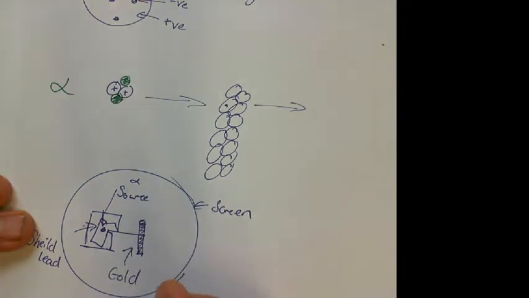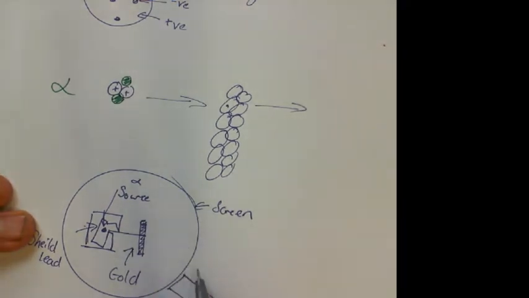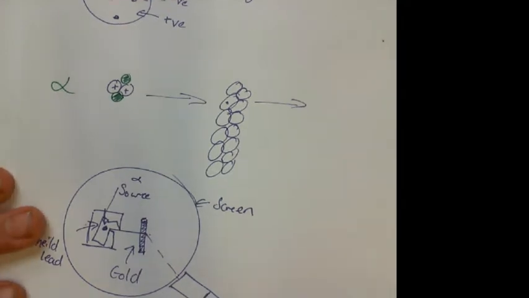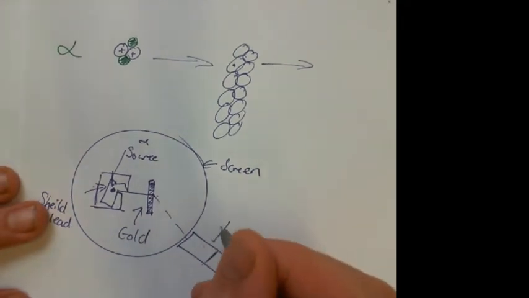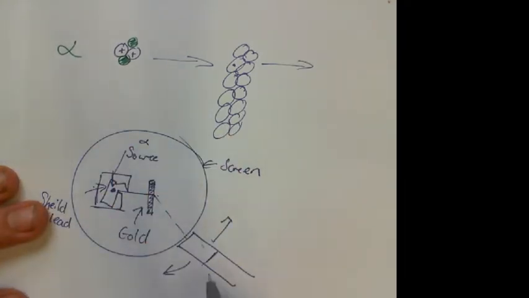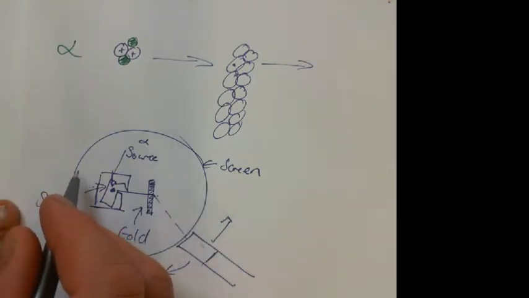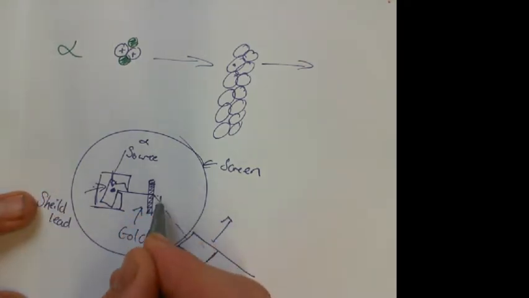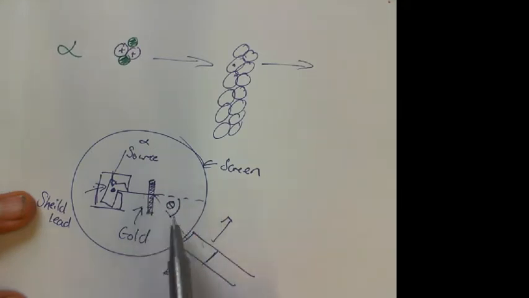He had a detector that went around this screen, and if an alpha particle hit the screen where the detector was, there'd be a flash of light, and he could detect where that flash of light was. So using this method, he moved this detector all the way around the source, even behind it. And he measured the angle that the alpha particle had been deflected by.